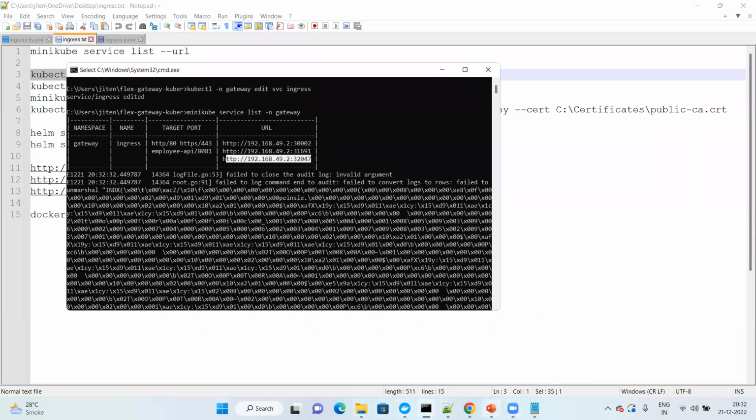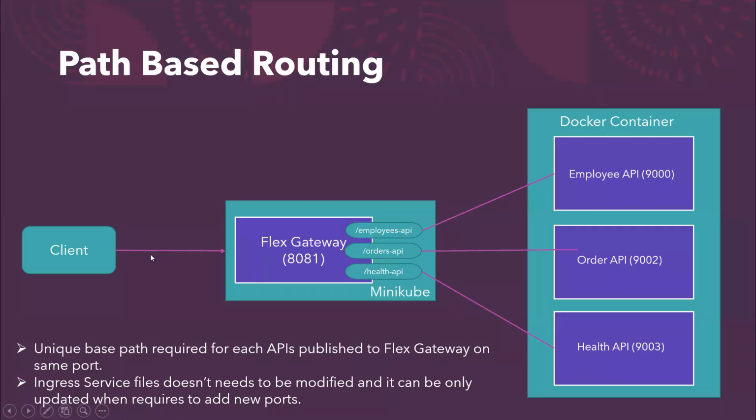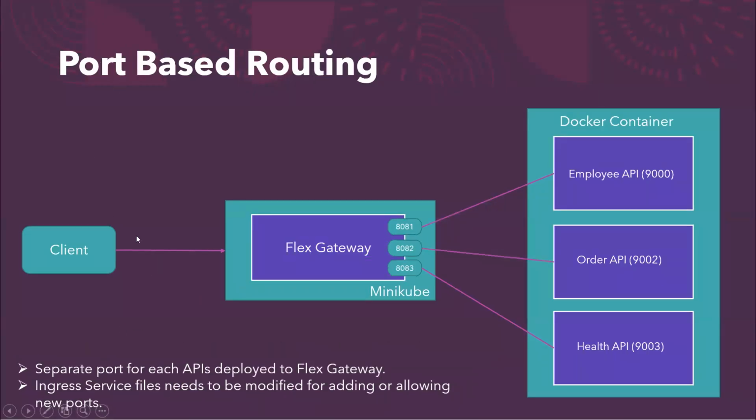Let me come back to my presentation. Here we are talking about port-based routing. Now I have 3 APIs: the employee API, which is running on Docker container 9000, an order API, running on 9002, and a health API, running on 9003. Now how will I route the requests? If the request comes on Flex Gateway port 8081, it will go to the employee API. If it comes on port 8082, it will go to the order API. If a request comes on 8083, it will go to the health API. In future, if I get a fourth API, I have to enable 8084, and whenever a request comes on 8084, it will go to the fourth API.